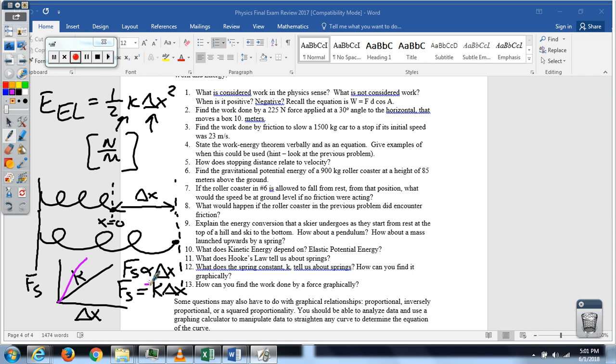The area under this graph is the work that's done by you or by the spring in stretching it to whatever this length is, but it's also the amount of energy that's being stored as EEL. You can find that by using the area.